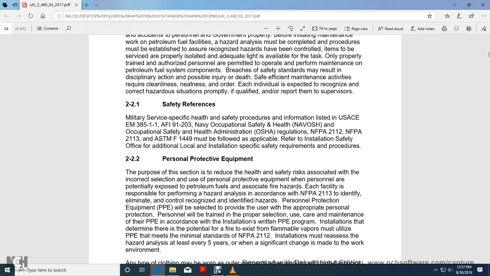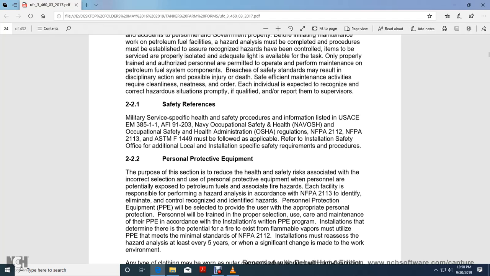2.2.2 Personal Protective Equipment. The purpose of this section is to reduce the health and safety risks associated with incorrect selection and use of personal protective equipment by personnel who are potentially exposed to petroleum fuels and the associated fire hazard. Each facility is responsible for performing a hazard analysis in accordance with National Fire Protection Association 2113 to identify, eliminate, control, and recognize hazards. Personal protective equipment will be selected and provided to appropriate personnel for protection.